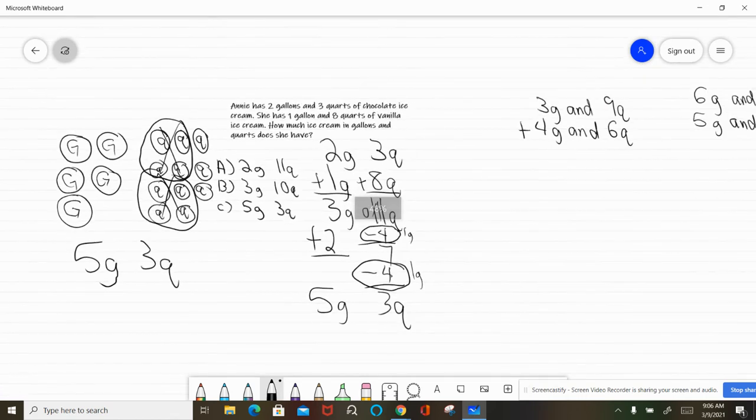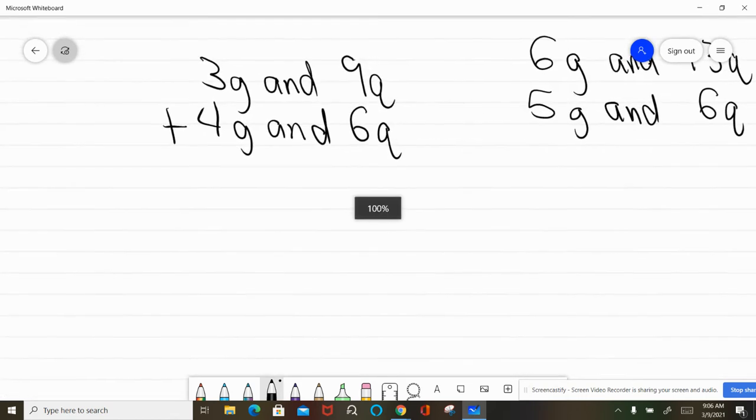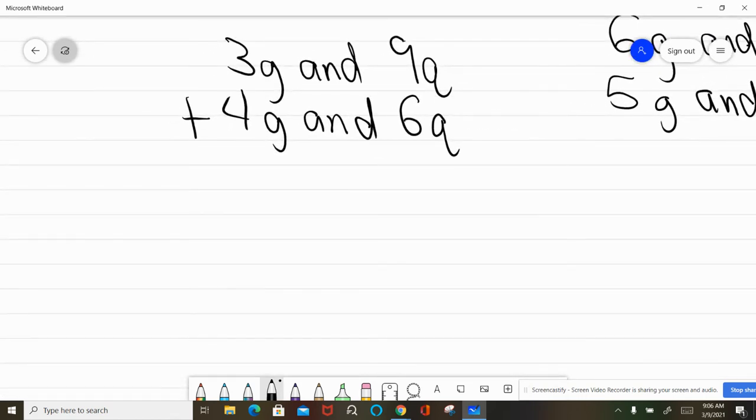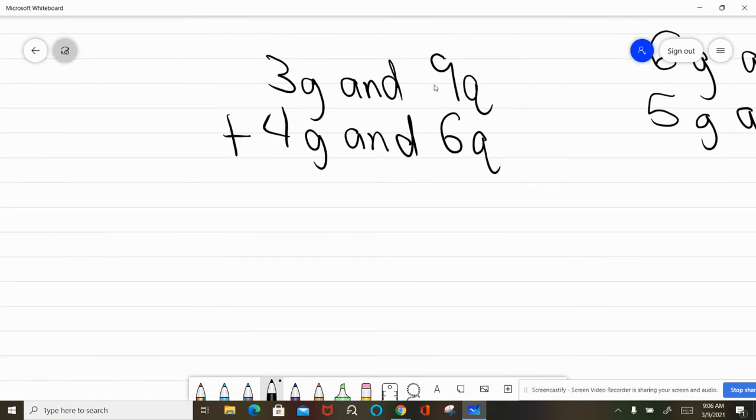Okay, let's do another one. This time we're just going to do the numbers, because look, it's too much to draw 15 quarts. That's a lot. So since they're already like this, we're just going to add them. Okay, so this is 7 gallons. 4 plus 3 is 7. 9 plus 6 is 15. So we have 7 gallons and 15 quarts.